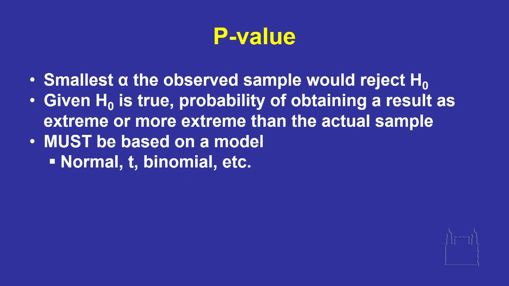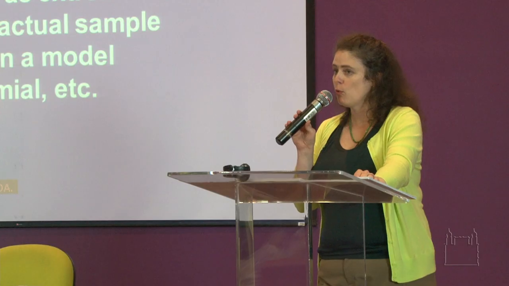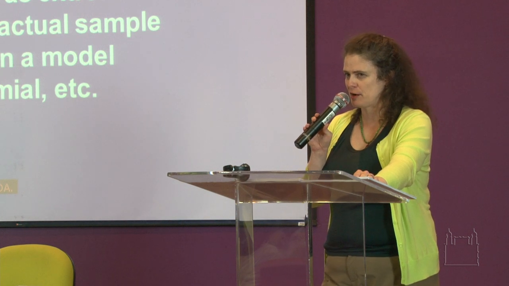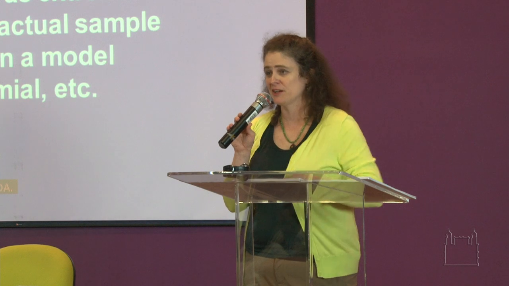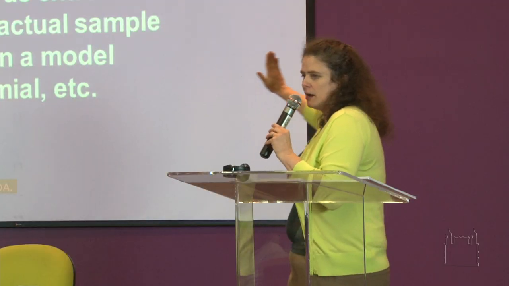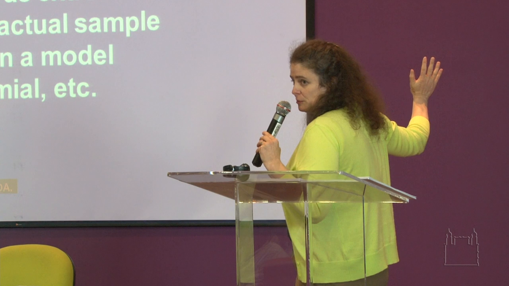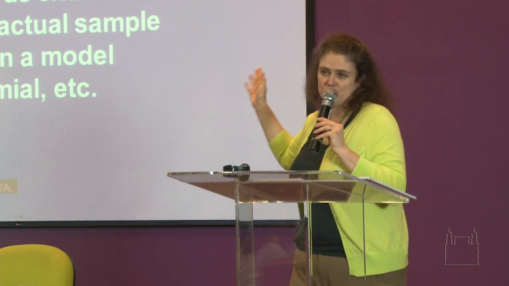Now you may say that sounds a little odd. This is actually, and I'm going to use the next definition, given your null is true, the probability of obtaining a result as extreme or more extreme than in the actual sample. Sounds kind of similar to what Paul was talking about this morning. This is actually Fisher's definition, and I really like it because it's basically saying you show up somewhere, and what's the probability I'm going to see something even more extreme if there was no difference between my groups?